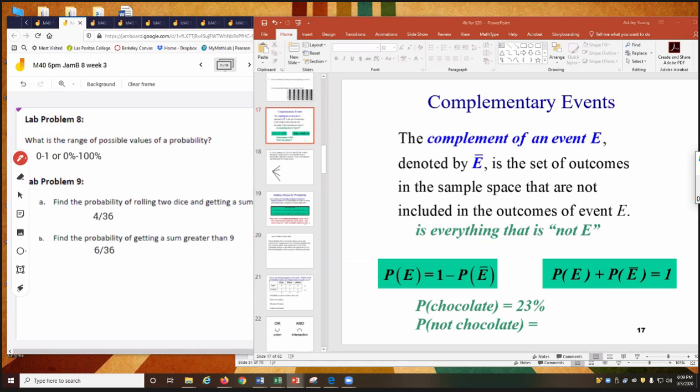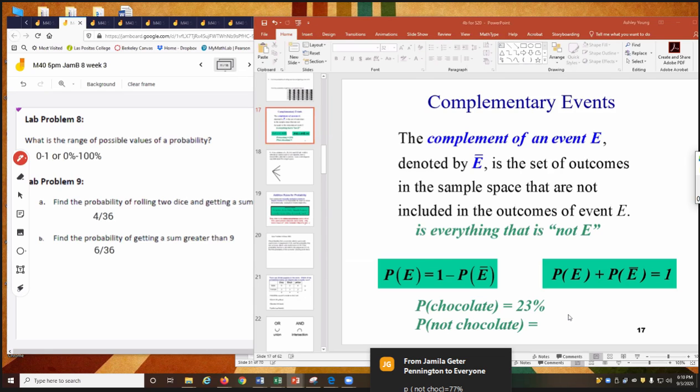Where is my chat? There we go. What's the probability? Don't forget the percent, or do it as a decimal. So I've heard from 6 people. What's the probability that someone's favorite flavor is not chocolate? Okay, 77%. Hopefully you guys are not just blindly copying whoever typed something in earlier. 77%, don't forget the percent.